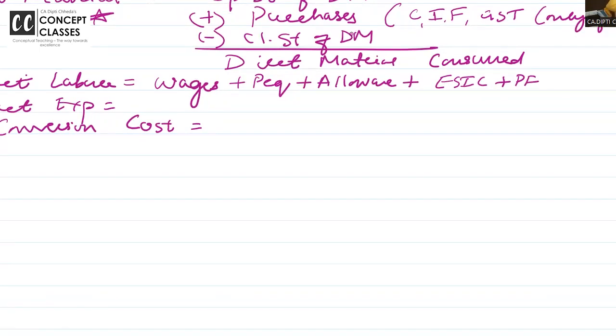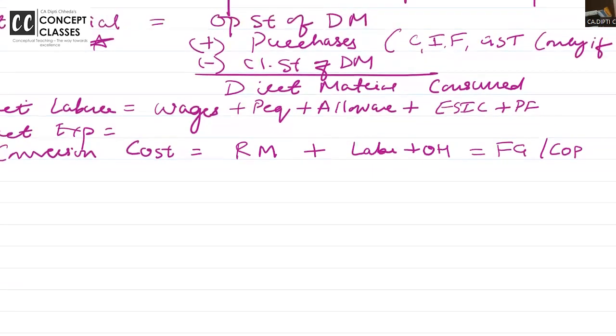What are we teaching you? Conversion cost. In raw material, if you put labor and overhead, that is factory overhead, you get the finished goods or the cost of production in the factory. Is my formula clear on screen? Put your pens down. I'll pause and give you time to copy.